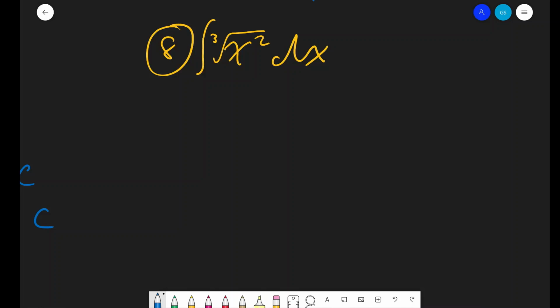All right, so first things first, let's just describe this in exponent form, without the radicals and everything. So this would be x^(2/3). There we go. So x^(2/3).